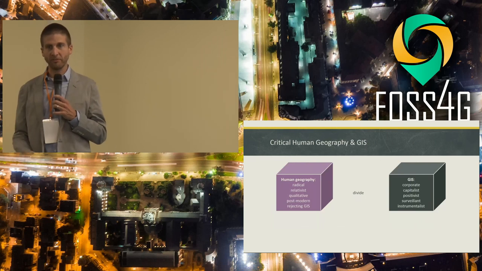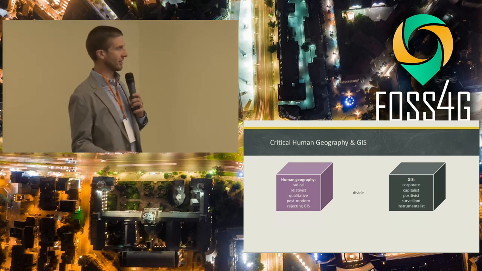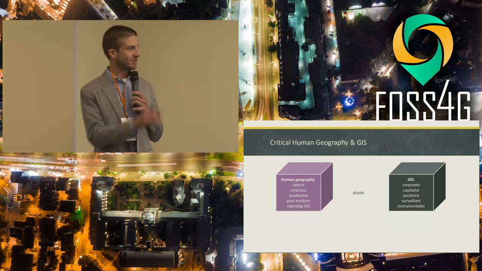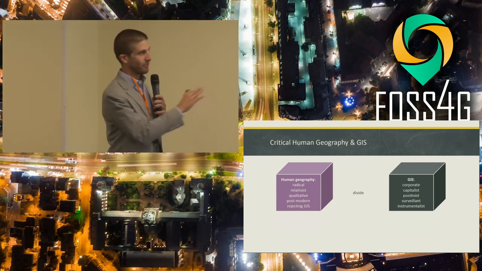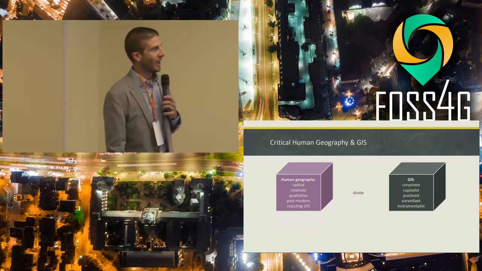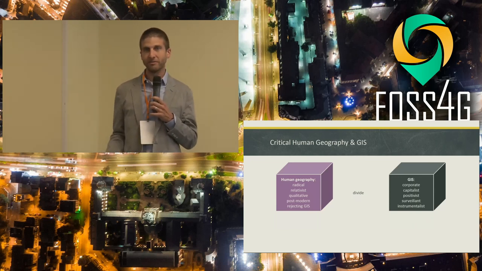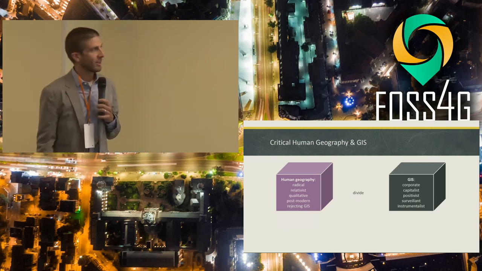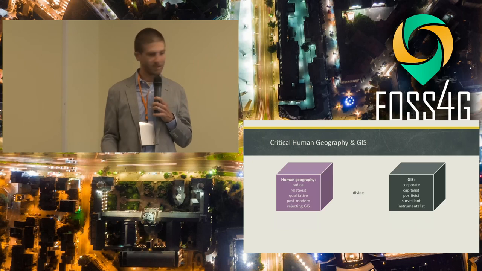And so to frame this for folks that aren't familiar with this conflict, at least in United States geography, on the human geography side, you have the radical Marxists, relativists, qualitative folks, people doing postmodern theory, and that camp generally rejects all GIS in any form. And on the other side, GIS is more or less the black box of a corporate version of proprietary software, seen as capitalist, logically positivist, and so on and so forth.